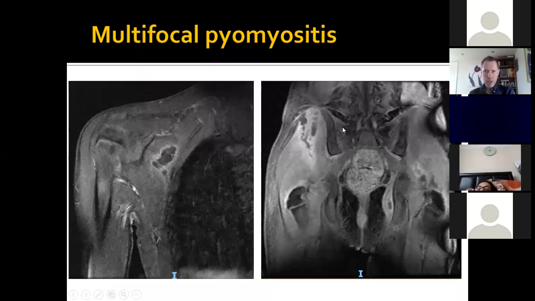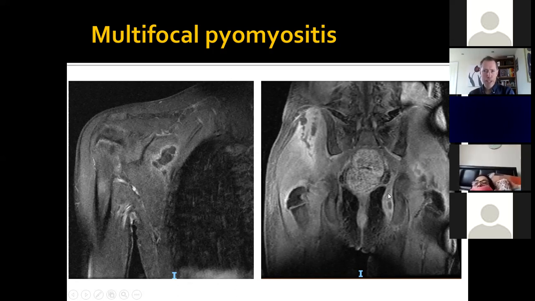So in fact, what this child had was something else, which is multifocal pyomyositis. So I'm showing you MRI scans with gadolinium enhancement here. And in the left-hand image, you can see this area with bright signal around the dark signal, which is an abscess in muscle around the shoulder. And then on the right-hand scan, you can see a plane which captures gluteal muscles on both sides. And we have actually abscesses in the gluteal muscles and in some of the other muscles.